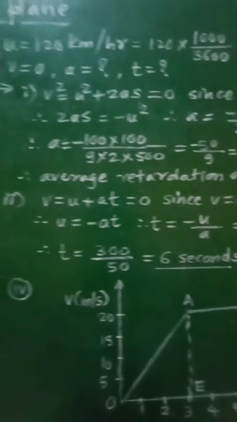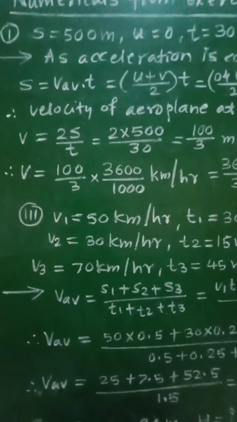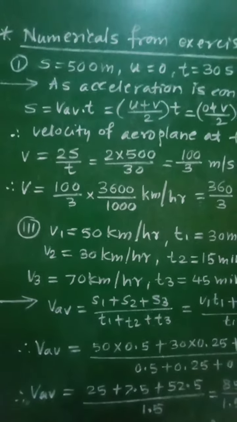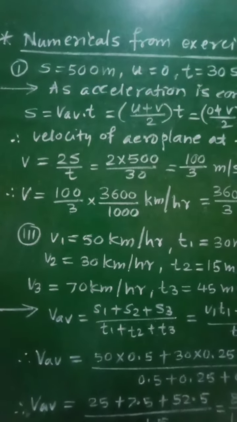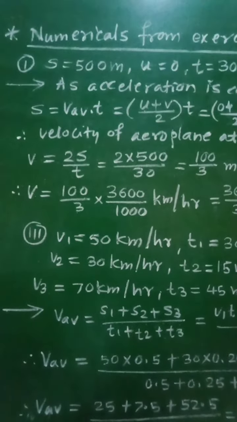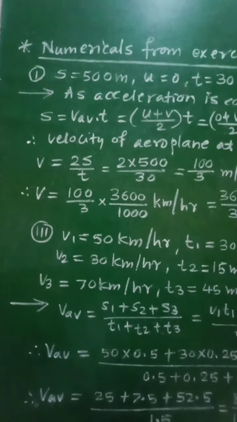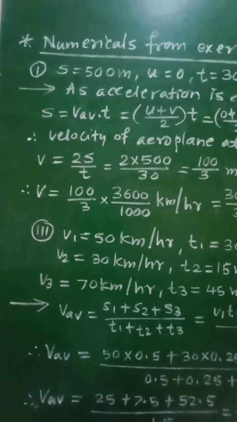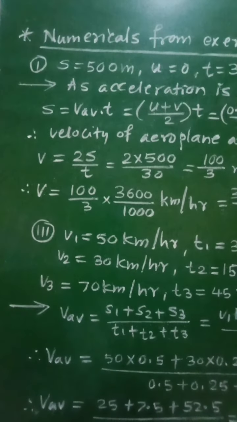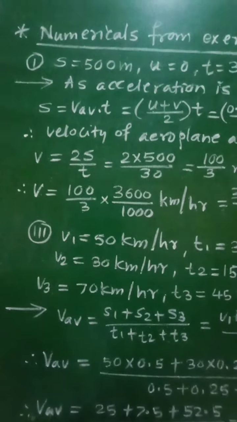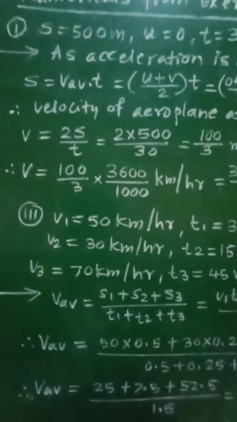Then let us see numerical number 3, which is stated as: a car travels at a speed of 50 km per hour for 30 minutes, then at 30 km per hour for the next 15 minutes, and then 70 km per hour for the next 45 minutes. What is the average speed of the car?